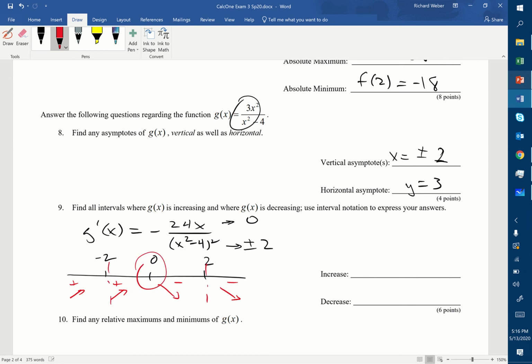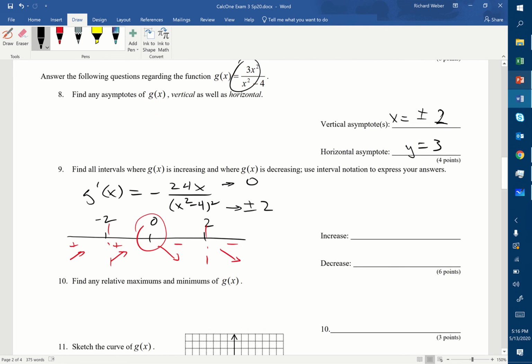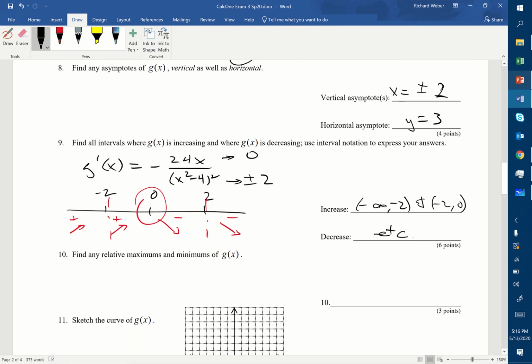But look, we have a max right there. That's for the second question. But for increase, what I did, and you don't have to, but I did this, I went minus infinity to minus 2, it's an asymptote, and then minus 2 to 0. Okay. And then etc. there too. And any relative max or mins? Yeah, there's a local max, f of 0 turns out to be 0, okay?